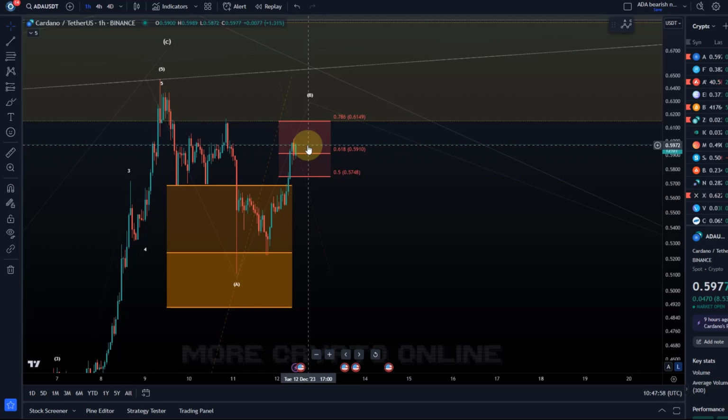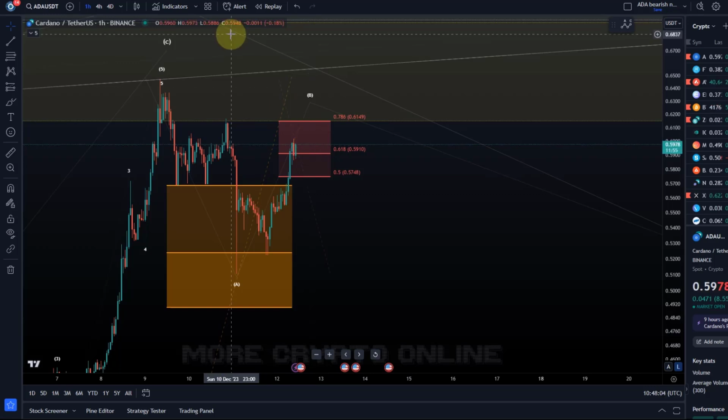There is also not only Fibonacci resistance at 61.5 cents, it's also structural resistance. You see, this was a previous high and also one of our target Fibonacci levels that I made you aware of, and that target was reached basically. So yeah, that's the primary scenario.